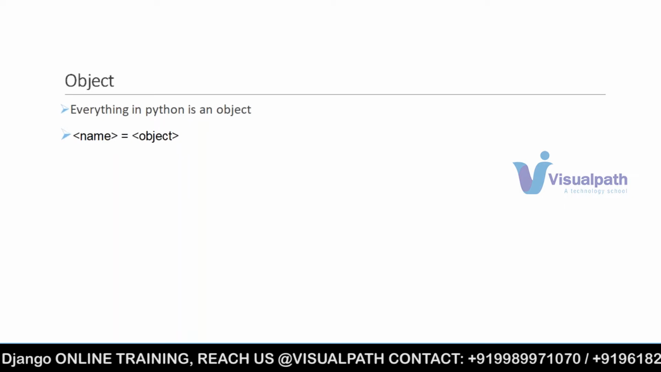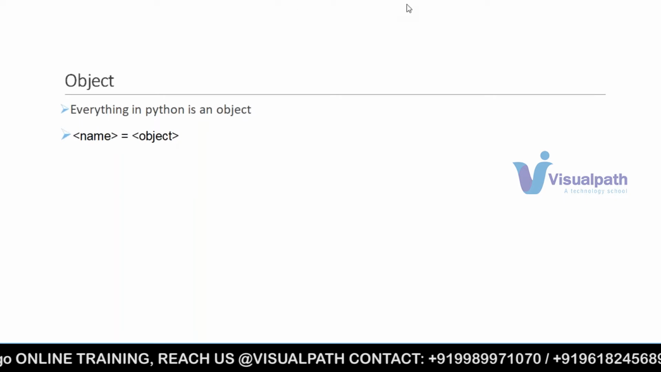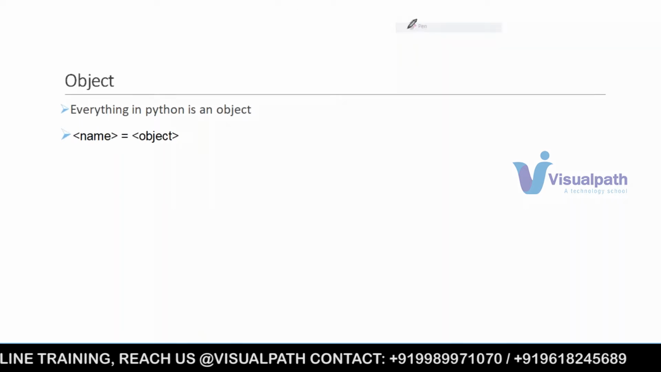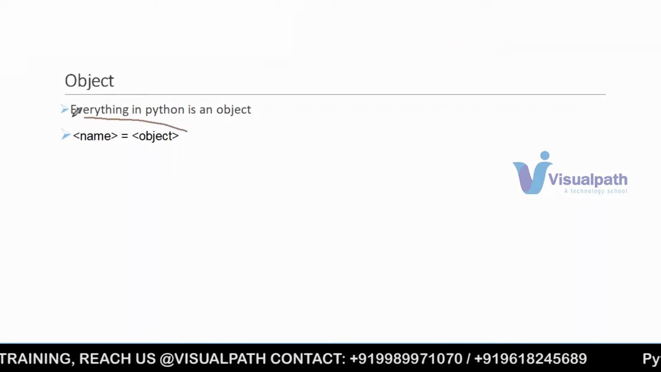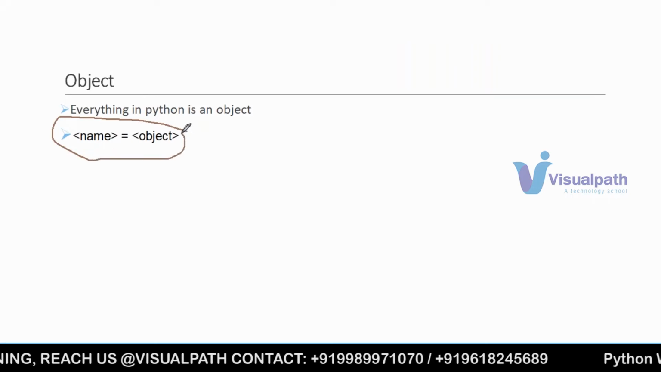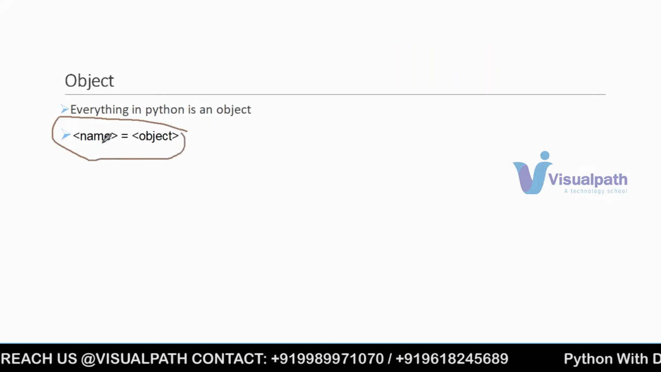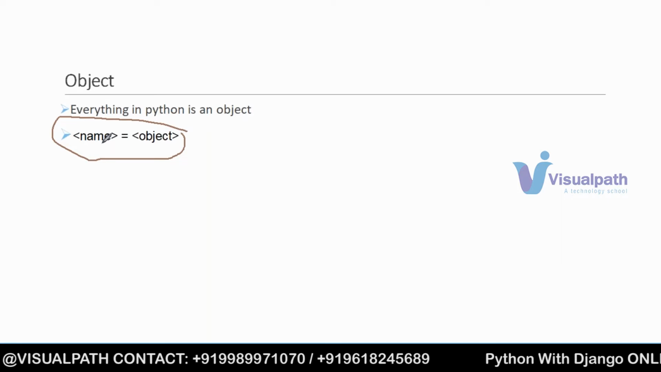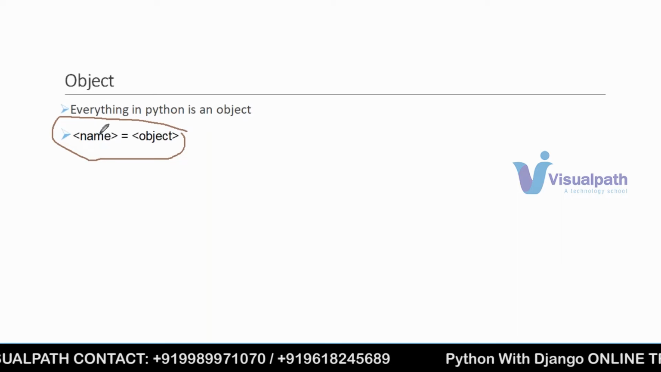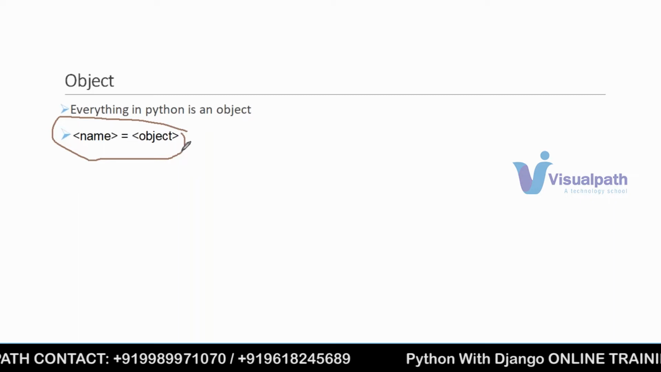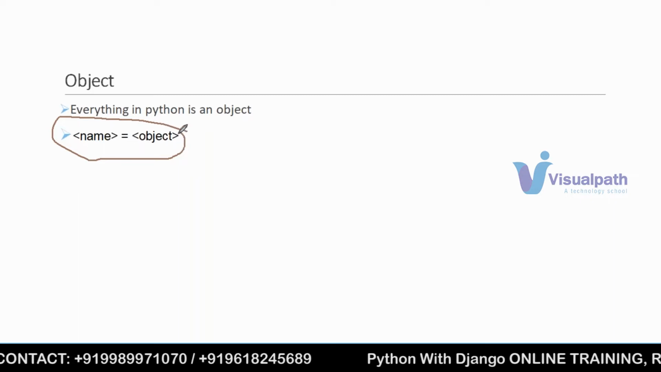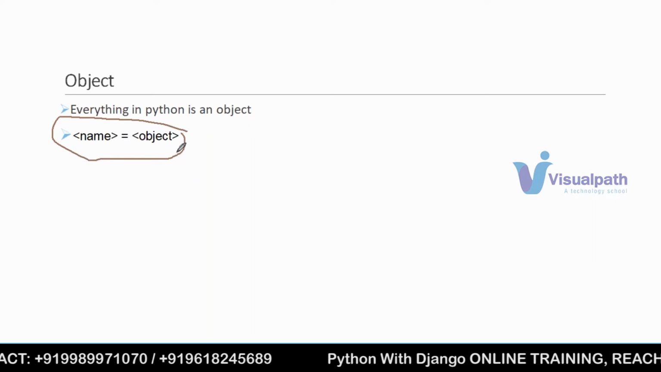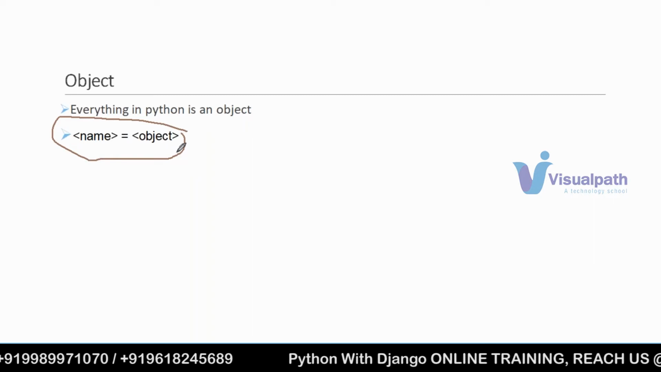Now see here, try to understand this: what is object and what is your identifier name. When I'm assigning some variable, yesterday you were seeing, some a equal to 20 or 10, something like that. When I'm assigning, a will be your identifier, and 10, whatever value you are assigning, that is object.